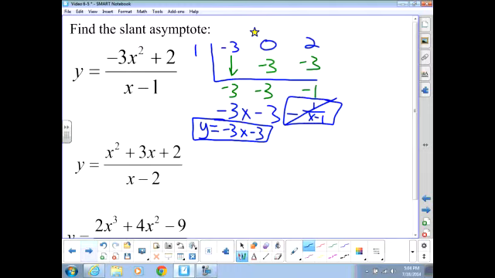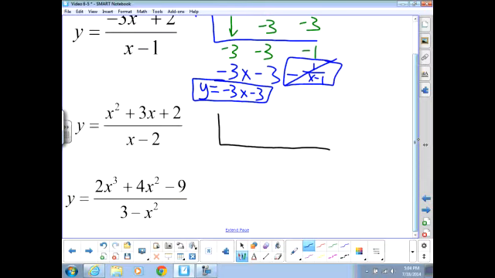For the next one, our number outside will be a 2, because that's what would make the denominator 0. Inside, we'll have a 1, a 3, and a 2. We weren't missing any terms, so you don't have to hold any spots with 0. First thing we always do is drop our first number down, which is 1. That'll multiply with the number on the outside. 1 times 2 is 2, and that'll go here. We always add. That'll give us 5.